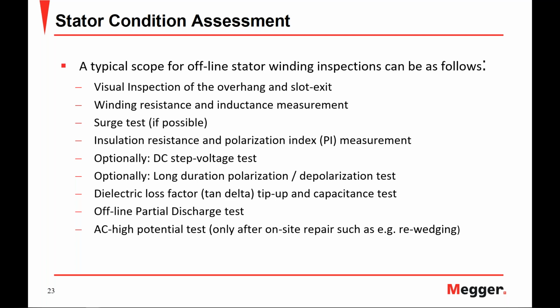Next is the insulation resistance and polarization index measurements, where the polarization measurement gives insight into the surface condition of the insulation in case of the presence of moisture or other contaminants. Next, we have the optional tests of DC step voltage and the long duration polarization and depolarization tests. These optional tests can be performed, but typically after the polarization test, one would simply move to the dielectric loss factor tip-up and capacitance test, followed by offline partial discharge test. Lastly, you have your AC high pot test, but this is typically only done after on-site repairs such as a re-wedging.